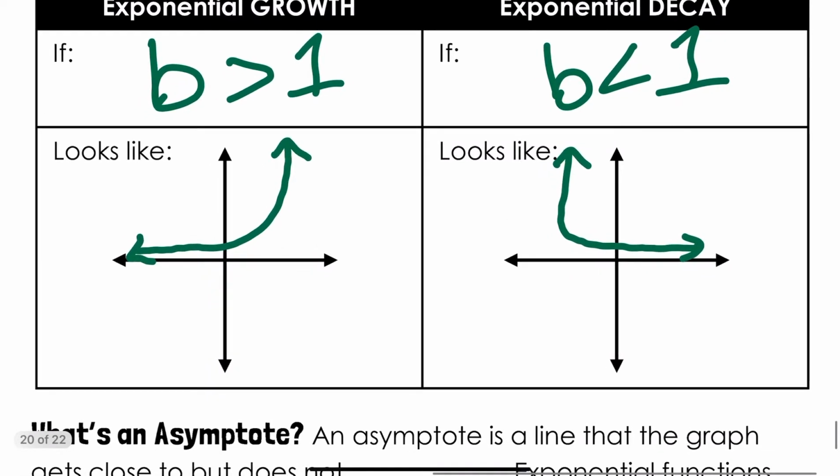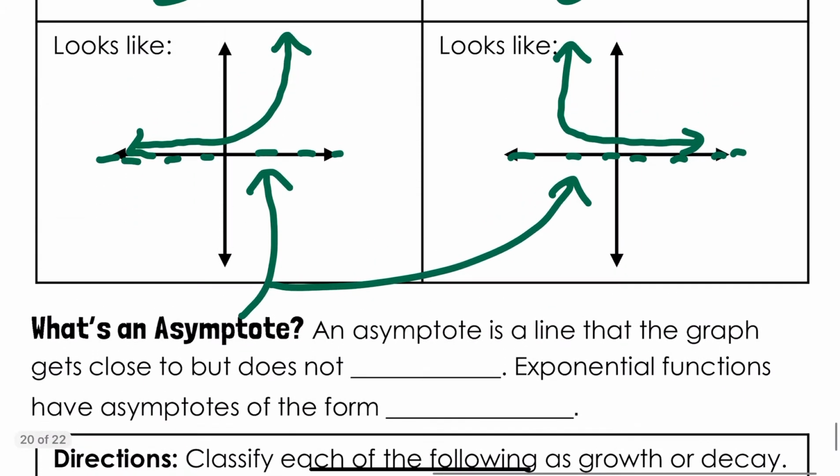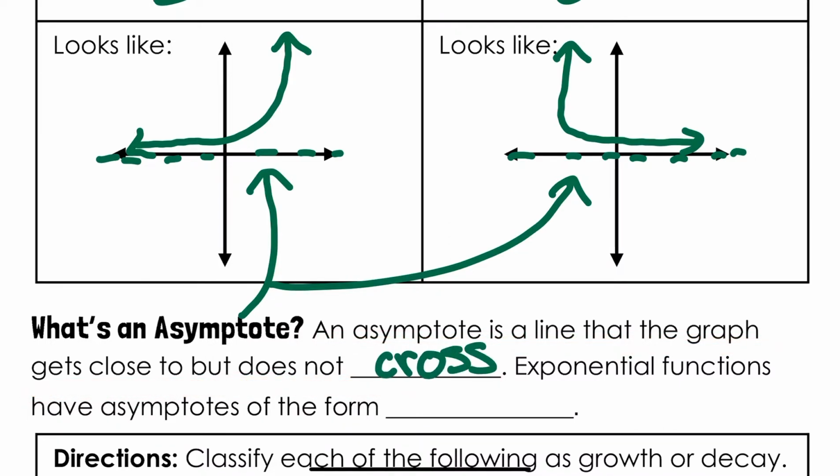Now you're going to notice that these have a line at the bottom of them, and that's because we have an invisible line right below this, and that's going to be called our asymptote. That's this word here, asymptote. So our functions are going to follow this asymptote line. But what is an asymptote? An asymptote is a line that the graph gets close to but does not cross. They will never touch each other.